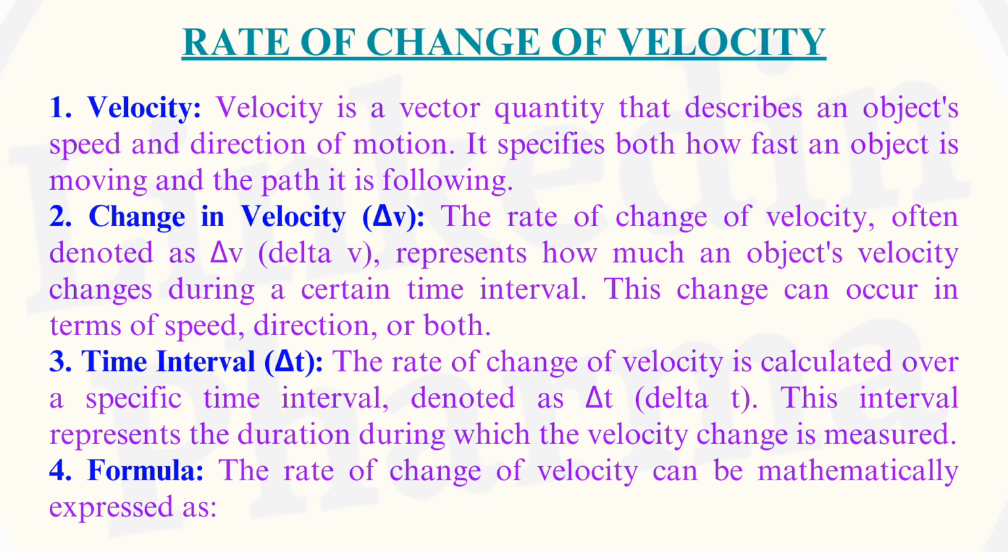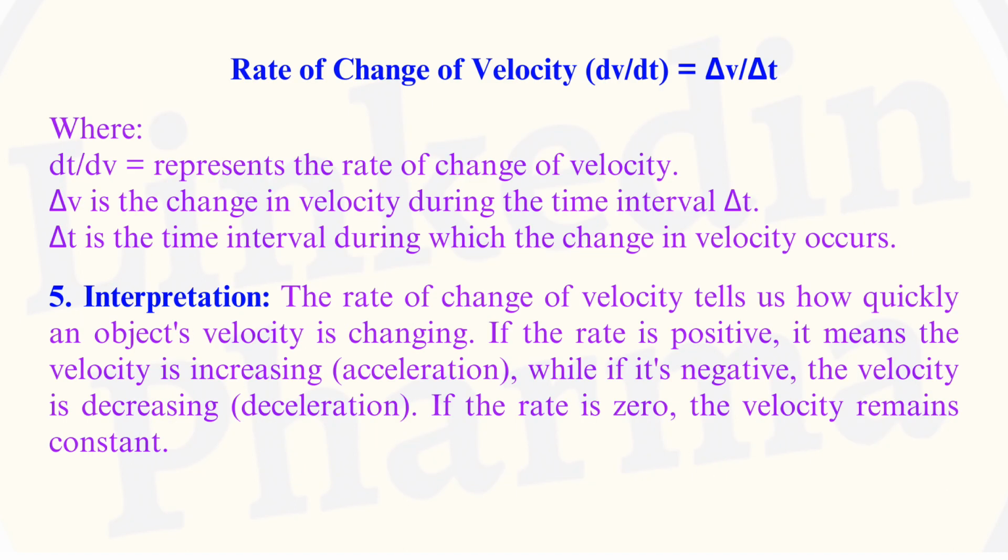Time interval, delta t. The rate of change of velocity is calculated over a specific time interval, denoted as delta t. This interval represents the duration during which the velocity change is measured. 4. Formula. The rate of change of velocity can be mathematically expressed as dv by dt equals delta v divided by delta t, where dv by dt represents the rate of change of velocity. Delta v is the change in velocity during the time interval delta t. Delta t is the time interval during which the change in velocity occurs.